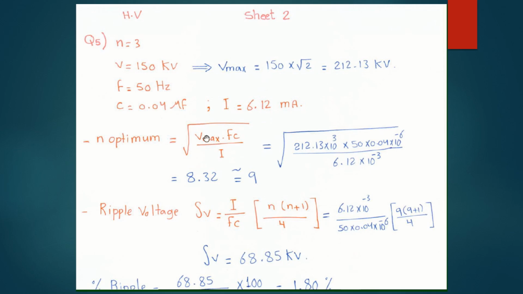So we need to substitute the value for V max, which is 212.13 into 10 to the power 3 because of kilovolt, into F, the frequency, which is 50, into the capacitor, which is 0.04 into 10 to the power minus 6, divided by I, which is 6.12 into 10 to the power minus 3, because the value is in milliampere and we change it to ampere. If you use your calculator, you will get 8.32, and we will make it 9 because it's greater than 8. We cannot use 8, we will use the number above 8. So the number of stages here is 9.